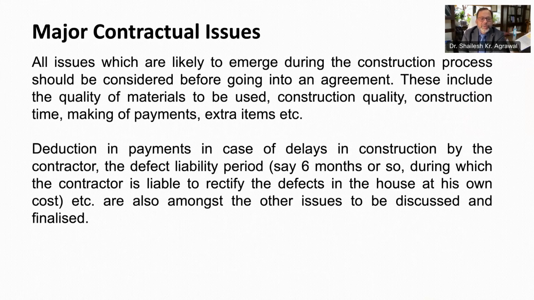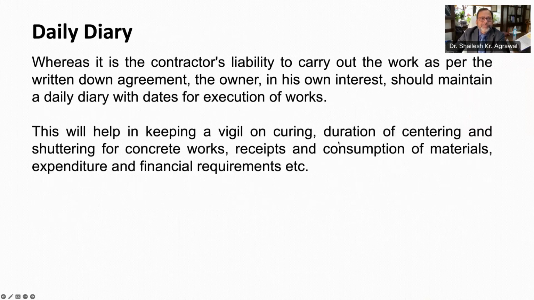Nowadays, the owner also demands a defect liability period, which means that in case of any defects after the construction is over, the contractor will be responsible to rectify the same at his own cost. The period of defect liability may be 6 months to 1 year, but this comes at an extra cost and is advisable so as to avoid teething problems when you start living in your own house.